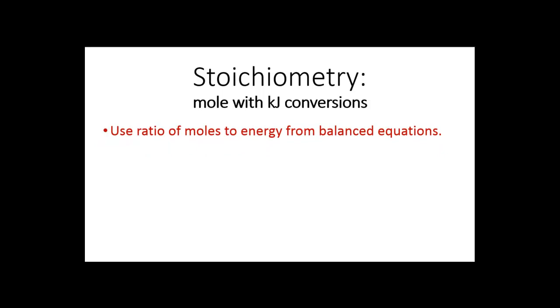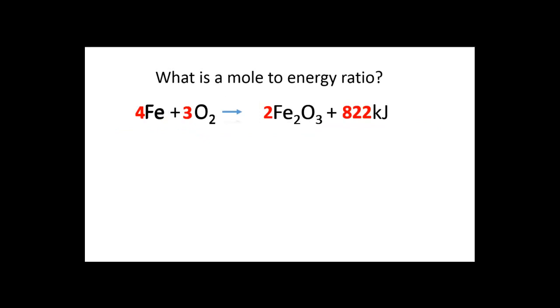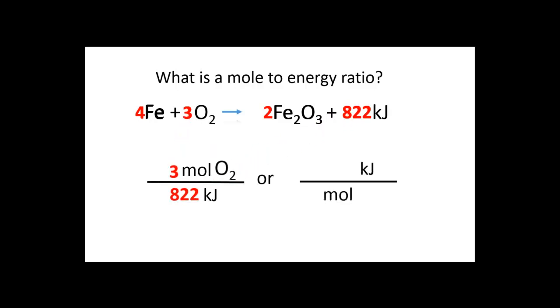When we do that, we're going to use mole to energy ratios from the balanced equation. So what is a mole to energy ratio? Well, if you look at this equation, the coefficients, remember, tell us the moles. So we can look at mole to kilojoule ratios or kilojoule to mole ratios in any combination. 3 moles of oxygen, for example, produce 822 kilojoules of energy, so we would have a 3 mole to 822 kilojoule ratio, or 822 kilojoules of energy are produced at the same time as 2 moles of iron 3 oxide. And you can see there would be many other ratios from this equation.